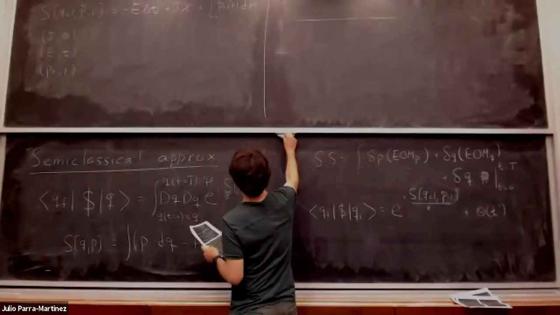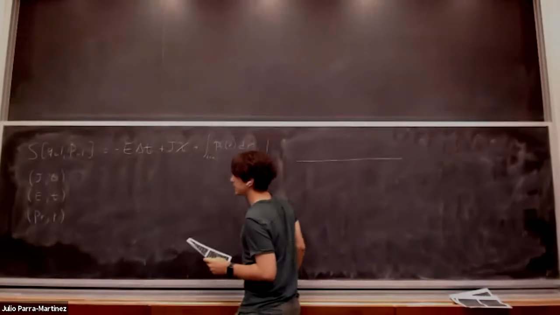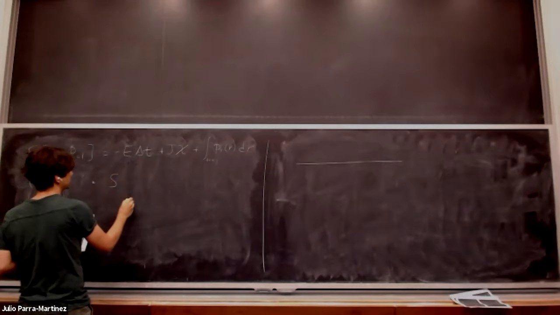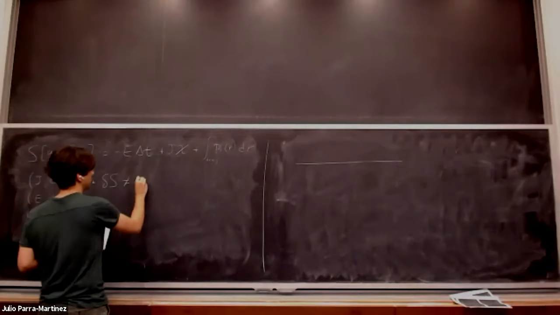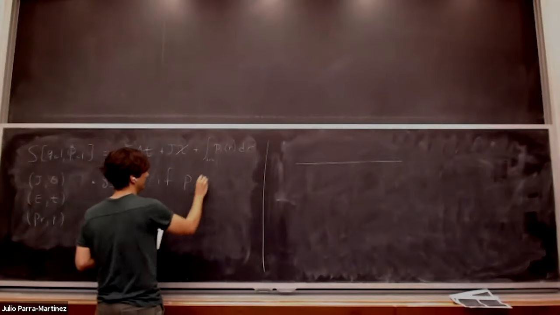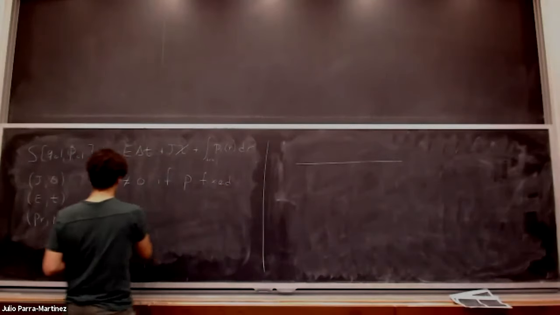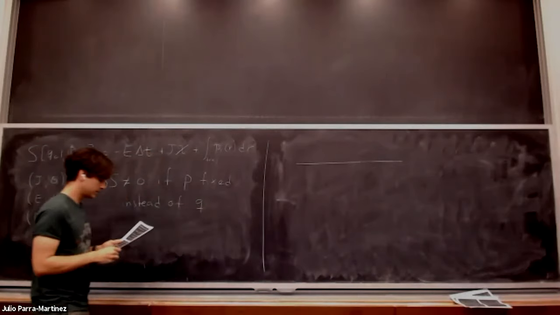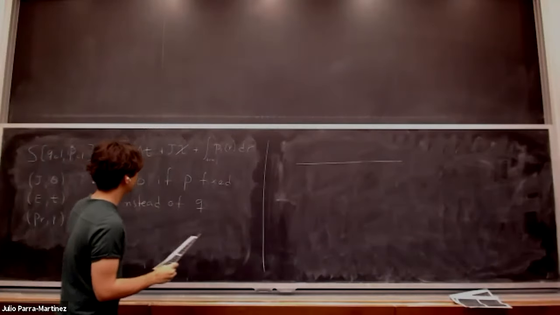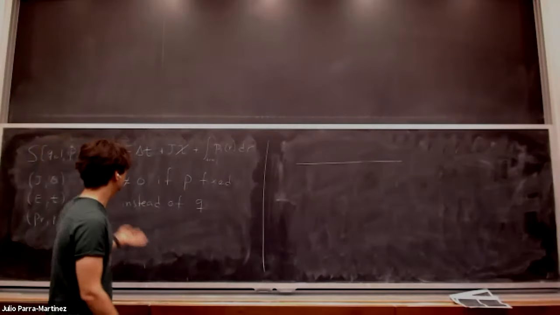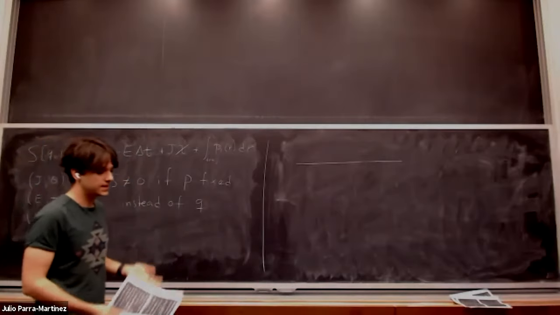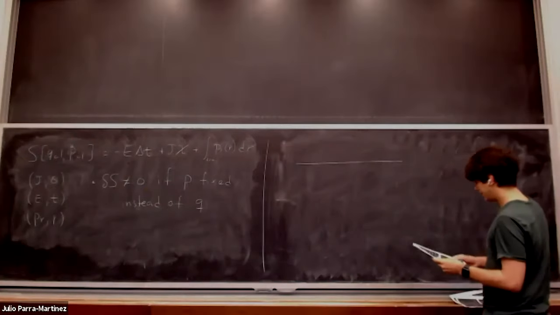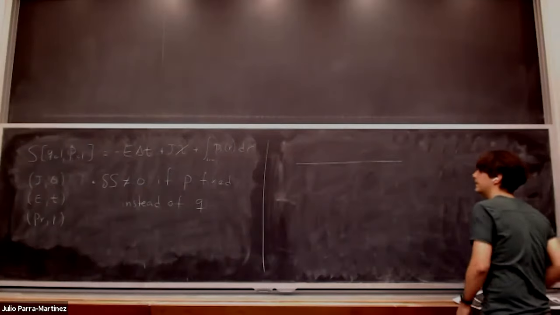So let me just write that point. Delta S is not equal to zero if P is fixed instead of Q. And it's even worse than that, because the variational problem is not well defined with the action that we wrote. This action just doesn't make sense even if you want to solve the classical dynamics. So what is the right object that one has to write? The right object is the following.